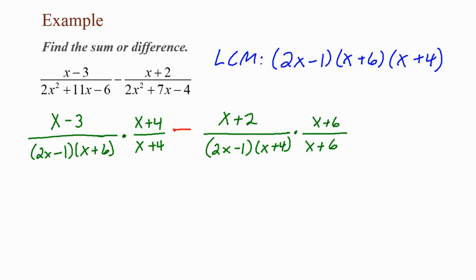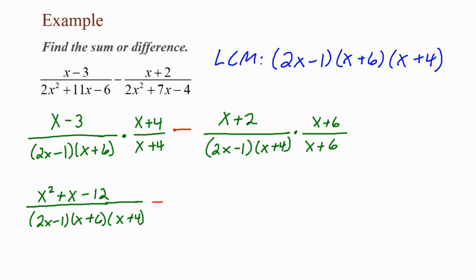For my numerators, I will have to use FOIL. So (x minus 3) times (x plus 4) will give me x squared plus x minus 12 over (2x minus 1)(x plus 6)(x plus 4), minus, using FOIL again, (x plus 2) times (x plus 6) is x squared plus 8x plus 12 over our denominator.